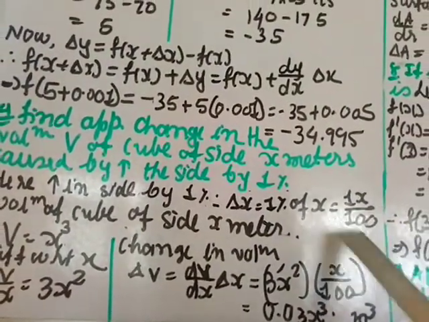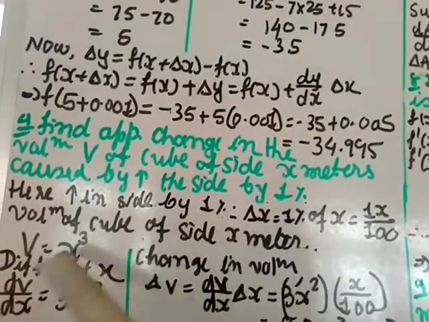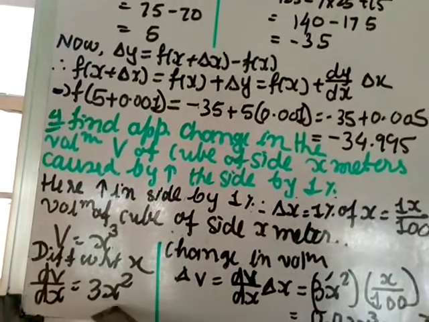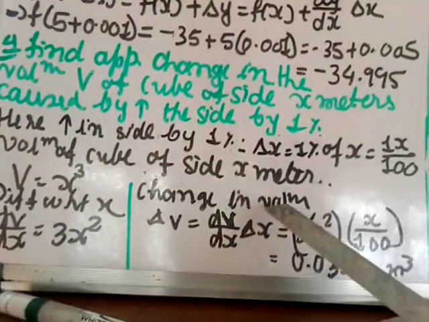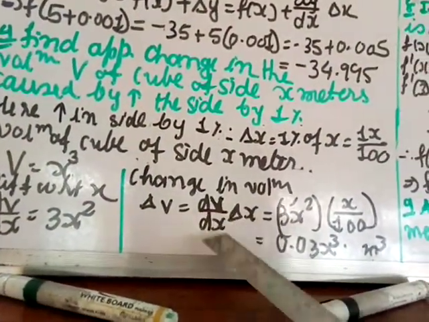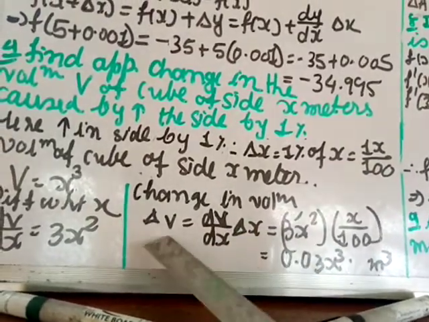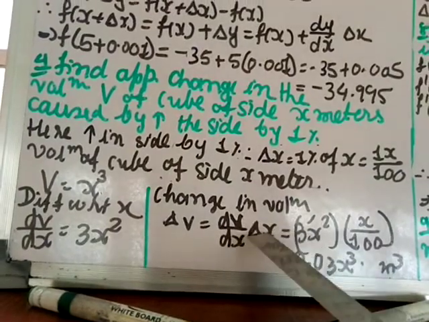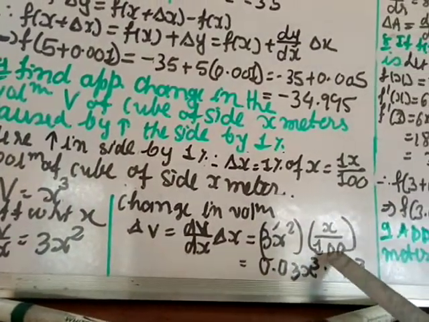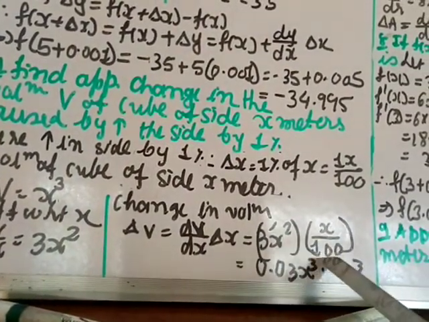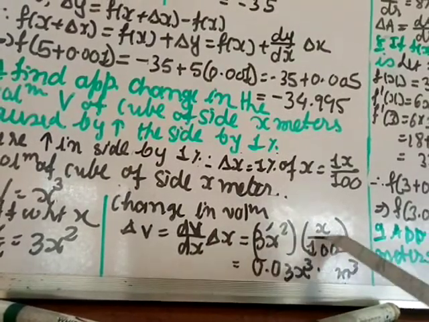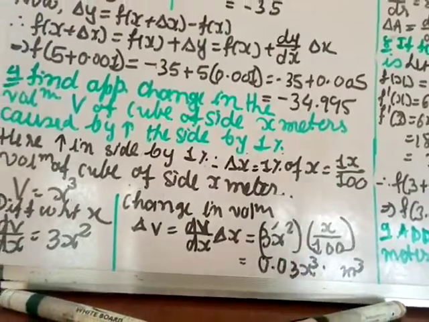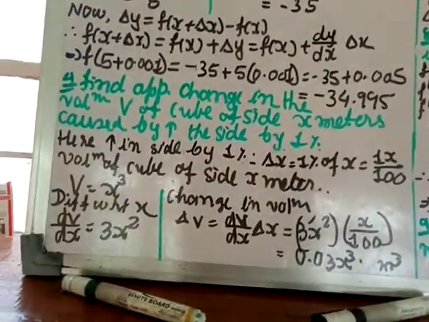1% of x can be 1x by 100, x by 100. Okay. Volume of the cube of a side x meter is V is equal to x cube. Differentiate, so dV by dx equal to 3x square. Then change in the volume, delta V is equal to dV by dx into delta x. This is the formula. Delta V is equal to dV by dx delta x. dV by dx is this value 3x square. Delta x is this one x by 100. Okay, simplify 3 divided by 100 is 0.03. x square into x is x cube, and the volume change, so meter cube. So that is the answer for question number 4.